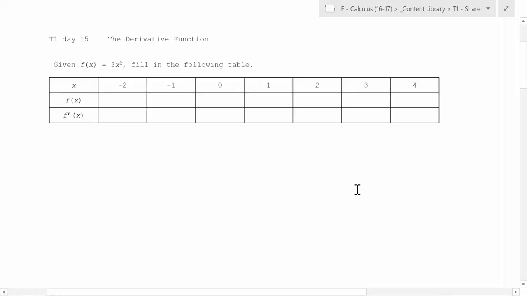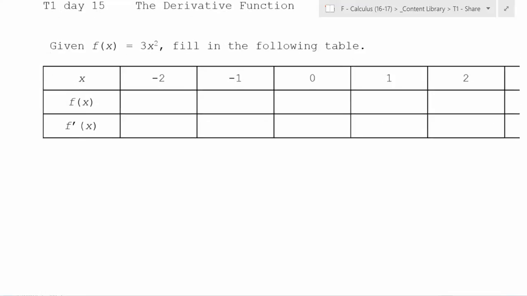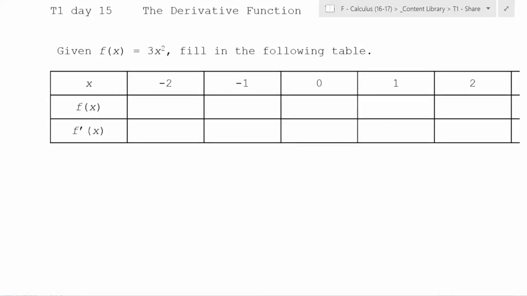3x squared. It gives a nice function, 3x squared, right there. And it's asking for two things. What's the first row that it's asking for? Evaluate. So what do you do to evaluate a function? You just enter the number that you're given.